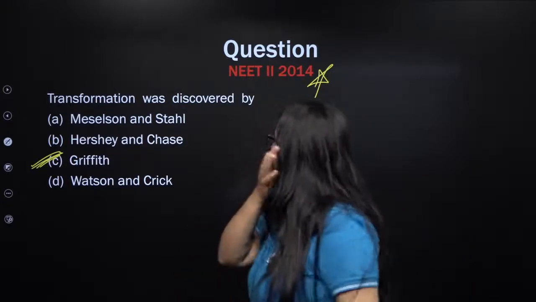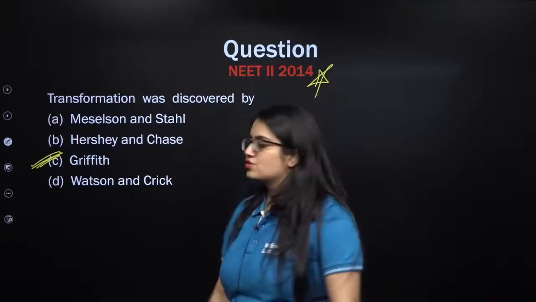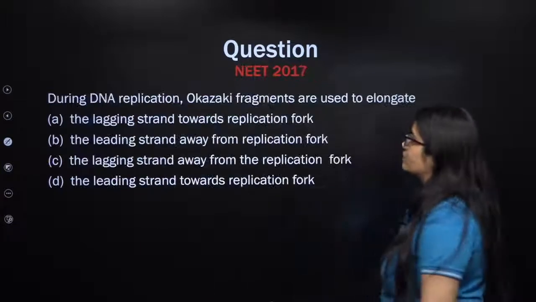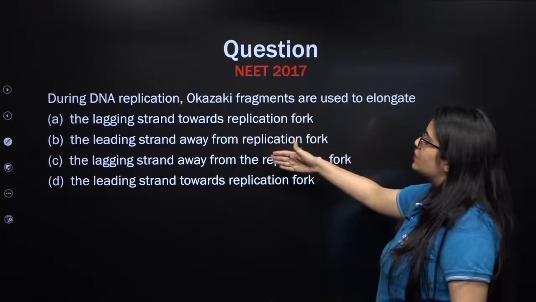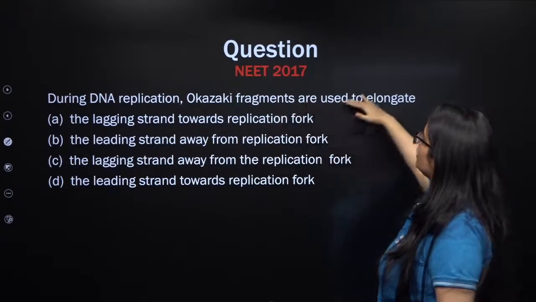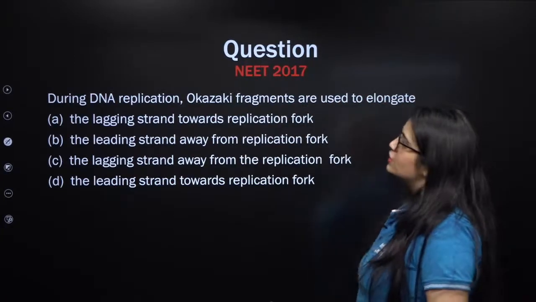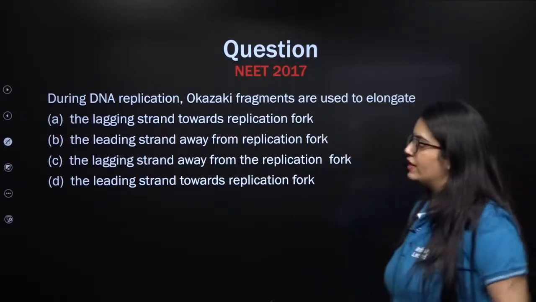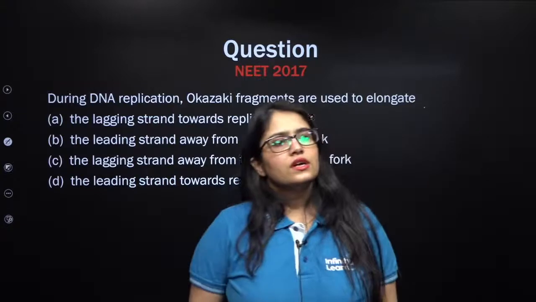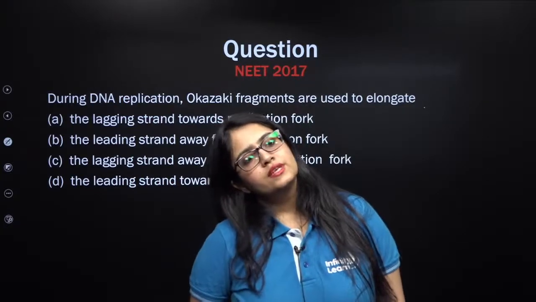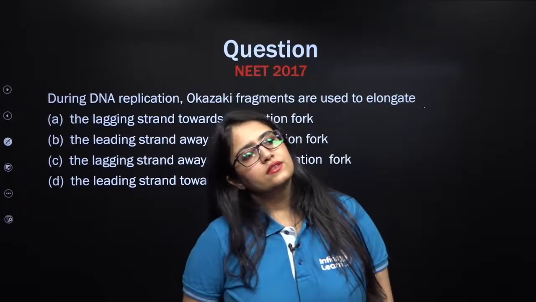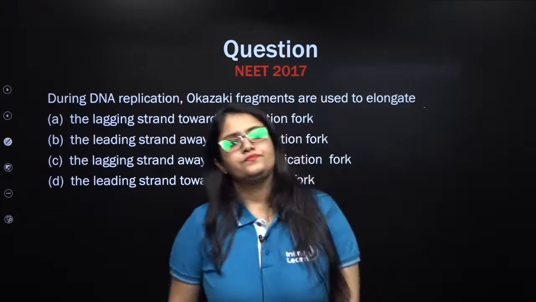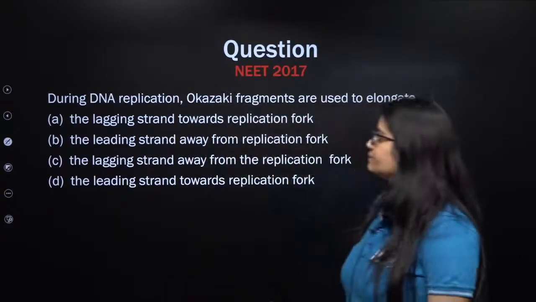Okay, then. So that's what I wanted to explain in this question. Next question. During DNA replication, Okazaki fragments are used to elongate. Any guesses over this? Come on, my lovely kids. Give it a try at least.